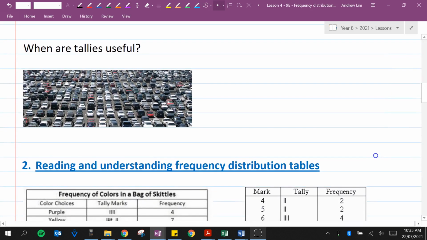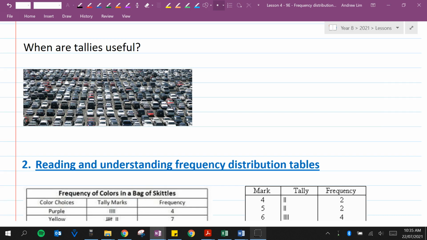Let's say, for example, you're given the task to count all the white cars in this parking lot. Instead of counting 1, 2, 3, 4, 5, 6, 7, and then losing count, what you could do is just write a stroke for every time you see a white car. So you see a white car, another white car, another white car, another white car. You can just keep going. And then at the end, you can finally just count your tallies. Okay, and that makes it nice and easy.